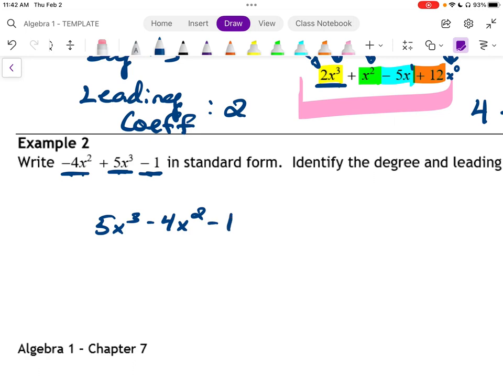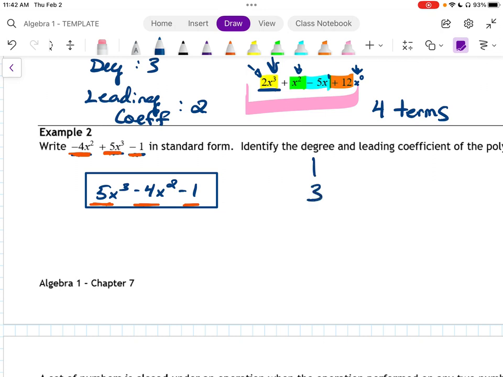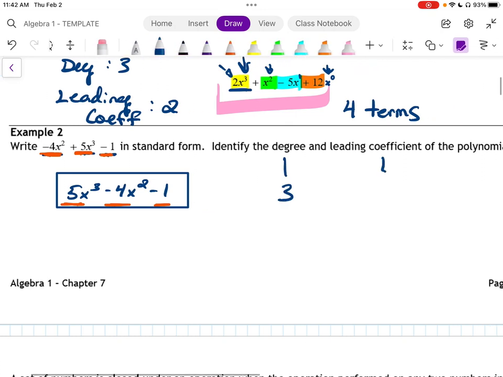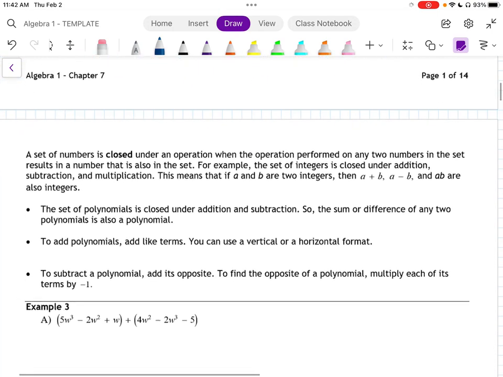So now that is in standard form, right? We notice that the 5x cubed there is positive, so it's positive down here. The negative 4x squared is negative, so it's negative down there. And then also for the negative 1, negative 1. So that's our polynomial in standard form. And then we want the degree. The degree is 3. That's the biggest exponent. And then the leading coefficient is 5. That's the very first number that we see. And that's that.